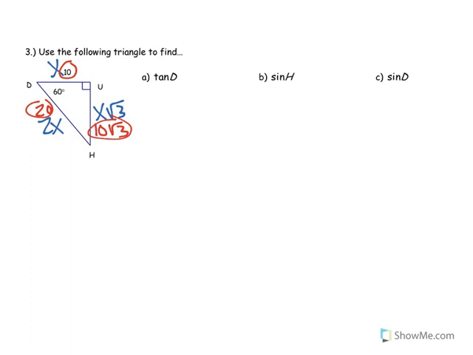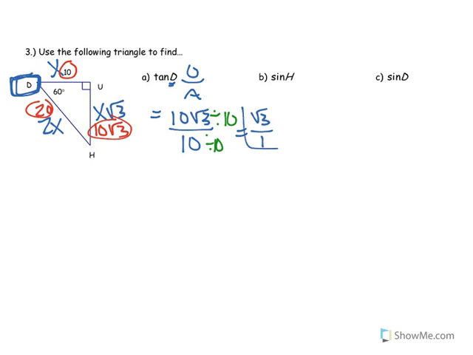Tangent is that TOA, so that's going to be O over A. The opposite, well, we have to figure out what angle we're working with. We're working with angle D, so I'm over here. Opposite of angle D is 10 root 3. And adjacent to angle D is 10. Okay, I can divide by 10 in both the numerator and the denominator. And I'm left with root 3 over 1, or just root 3.